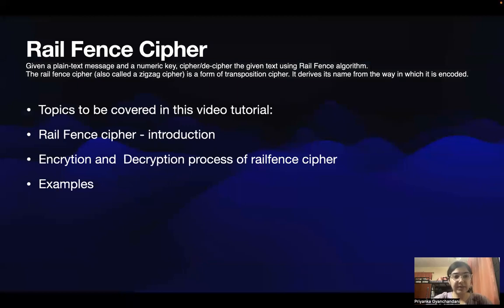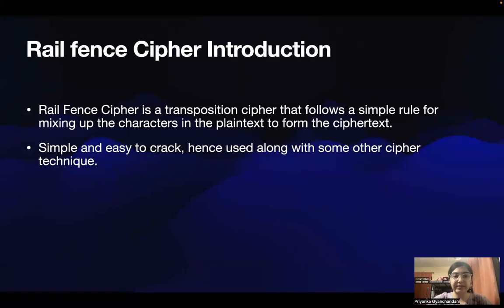in this video tutorial, the topics which I am going to cover are rail-fence cipher introduction, encryption and decryption process of rail-fence cipher. Then we are going to discuss the examples. So what actually is the rail-fence cipher?